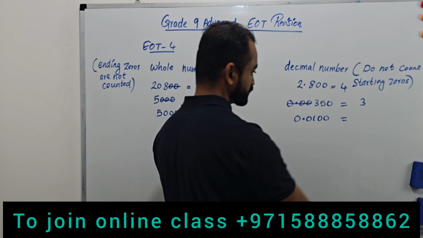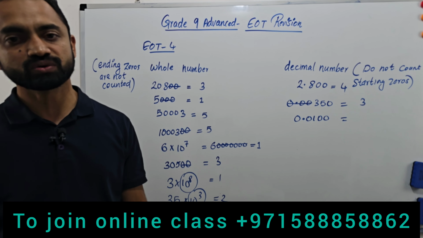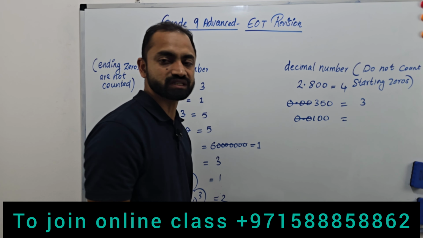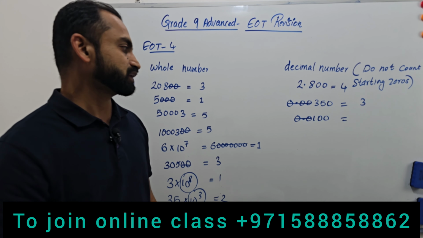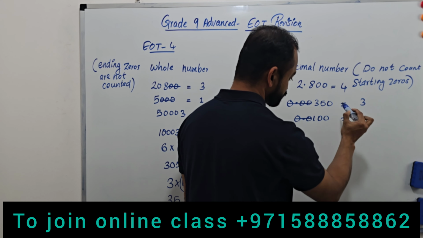0.0100, how many significant figures here? Only starting zeros are not counted. So I will not count the starting zeros as significant digits. All other digits, including the ending zeros, are significant. 1, 2, 3, 3 significant figures.